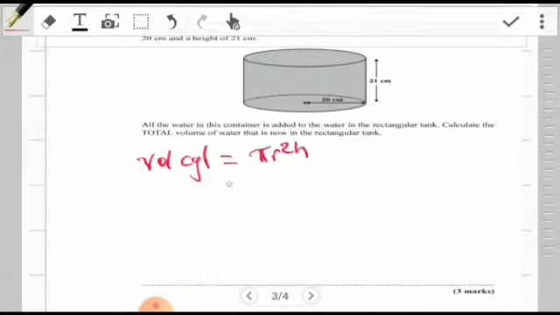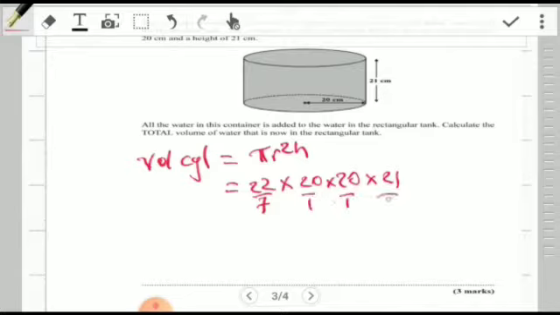So what we're looking at is 22/7 times 20 times 20, so pi r square, and h is 21. We'll put these over 1 if we want. Basically we plug in these values: 22/7 times 20 times 20 times 21. You divide that by 7, and we're looking at 26,400 cm cube. So this is the amount of water right now.